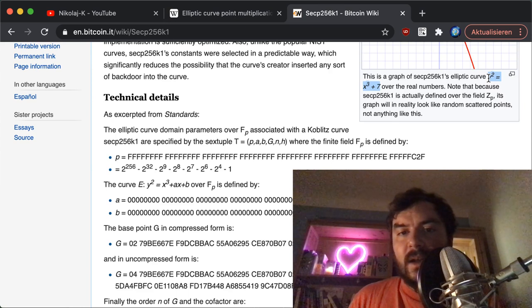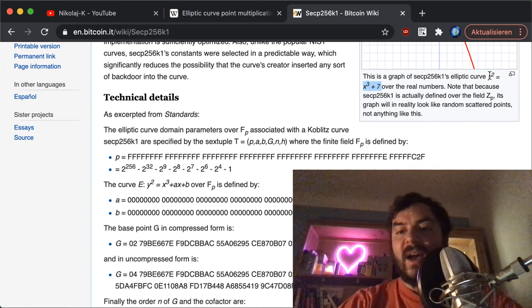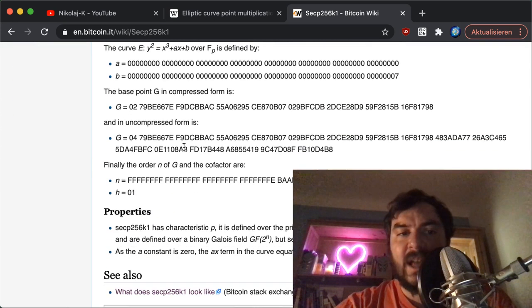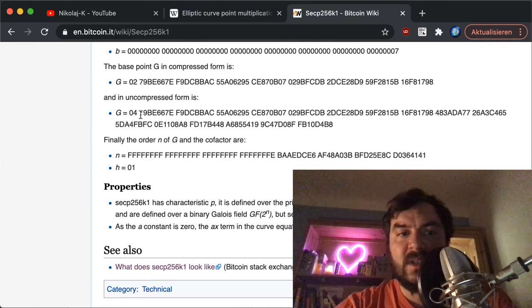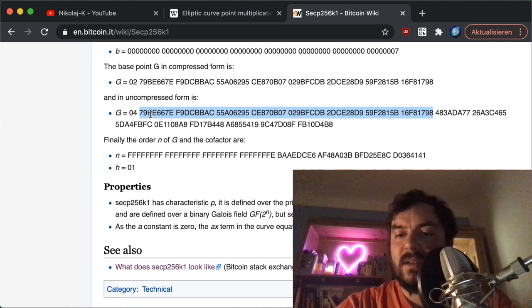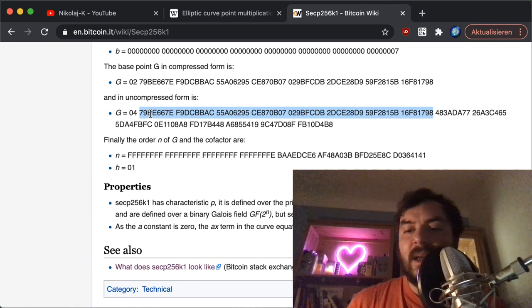I can plug in x equals 1, and then the right side would be 8. This is not, over the natural numbers, the square of anything, so this would not be a legal point. And you get how this works, right? So you can now go and try and find points which actually lie on that curve. Well, there's one point which lies on the curve, which is also part of the specification. Namely, this is this point G, the base point, and it has an x coordinate as such. Here's only the hex representation, so this is the representation in base 16, where the number 10 is an A, capital A, and so on.